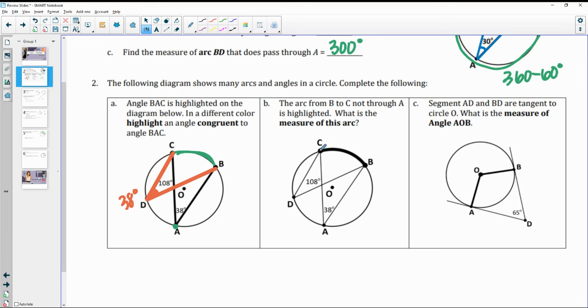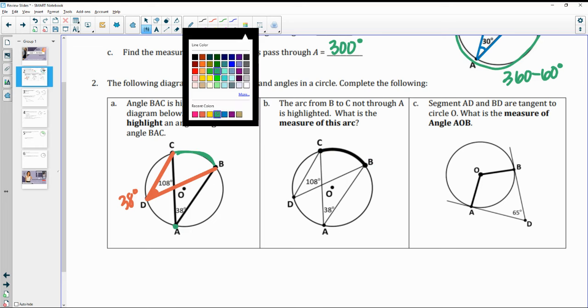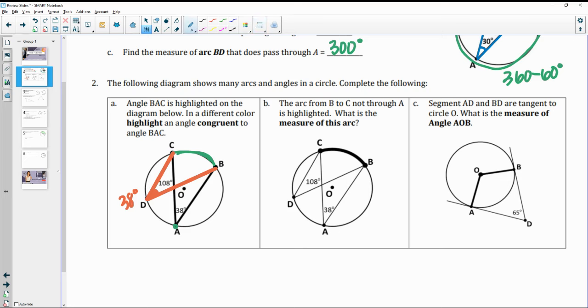B, the arc from B to C not through A is highlighted. What is the measure of this arc? So that's the same as this green arc over in this problem. And that arc is going to be 2 times the measure of the inscribed angle. So we see this inscribed angle here is 38 degrees. So then we'll be able to multiply that 38 degrees times 2, and we'll get 76 degrees for the measure of this arc.